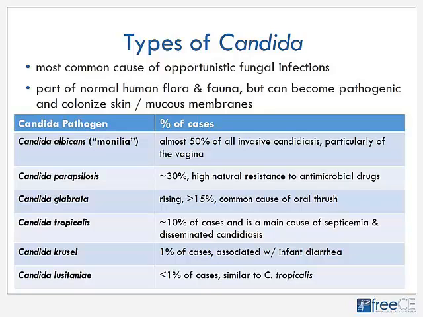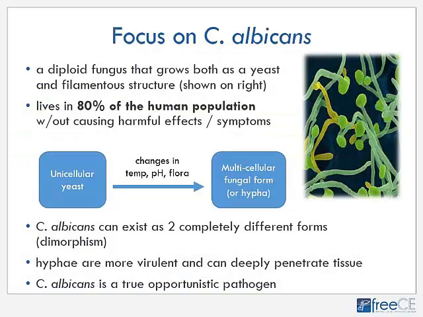And then also Candida lewisianae, fairly rare also, typically less than 1% of cases. And it's similar in many ways to Candida tropicalis. For the rest of this webinar, we will focus on the Candida albicans species, as this agent causes the most problems in people. It is a diploid fungus that grows both as a yeast and a filamentous structure, which is shown on the right in the picture.